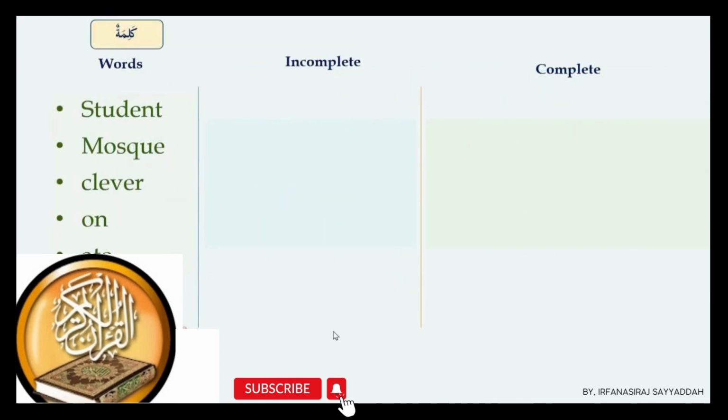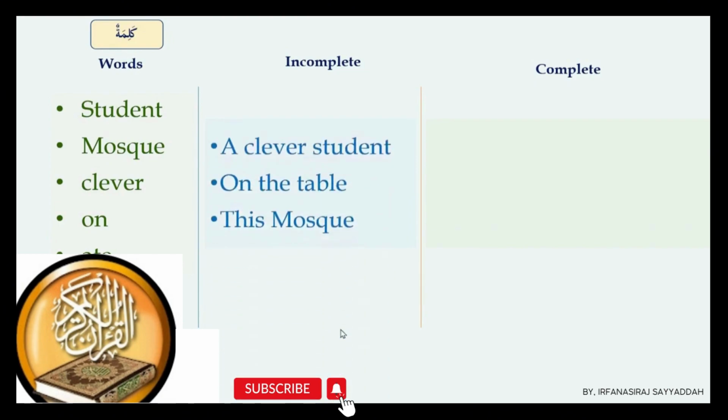So we take words in English: student, most, clever, on, 8, etc. And these are single words, so they will be called Kalimah in Arabic grammar. And then we can make constructs using those words or other words. For example, a clever student. Now you have an idea what I'm talking about. These are not random words. On the table, this mosque.